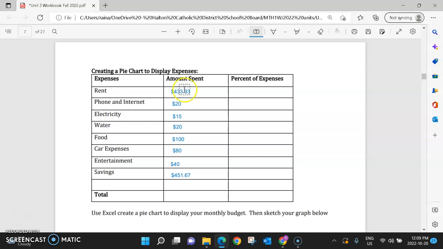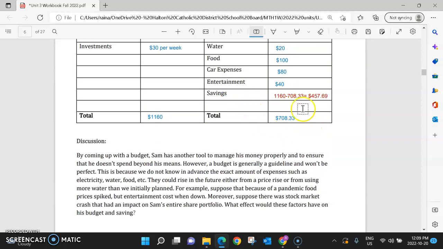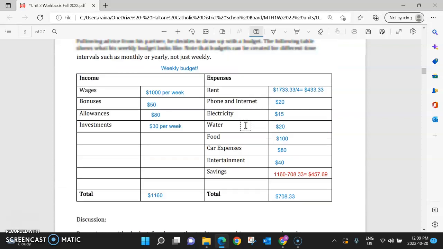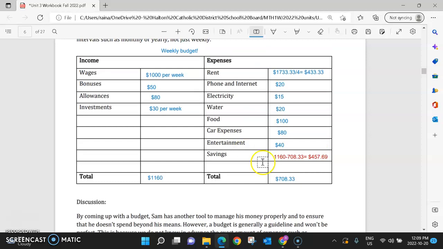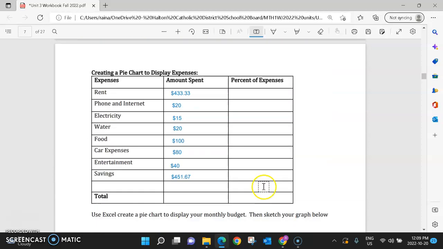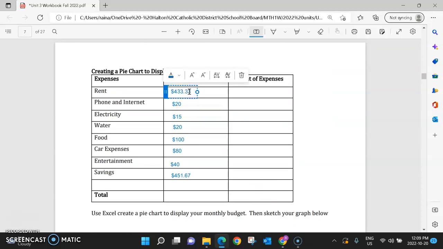So here I have my total amount that I've spent, or total expenses. Who is this person? David? Sam. So the total amount that Sam has spent is $708.33. So in order for me to determine what percentage that is of the total, I'm going to divide by $708.33. That's going to give me a decimal. And if you remember from before, you always want to divide by the total to get your decimal value. That's sort of the fraction that you're looking at.